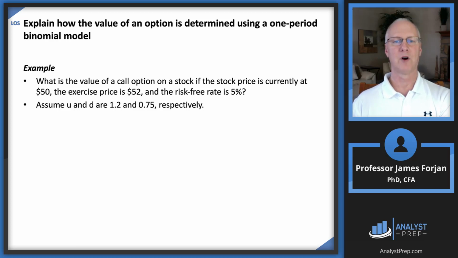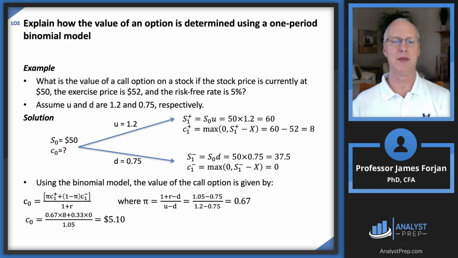What is the value of a call option if the stock is currently at 50, exercise price is 52, risk-free rate is 5%, and assume that U and D are 1.2 and 0.75 respectively? Now, U and D are always going to be given in the problem. Let's not worry about where those numbers came from, especially since the LOS just asks us to explain. All right, so all we're doing is we're going to try to explain the value of the option, but we're going to do some math here.